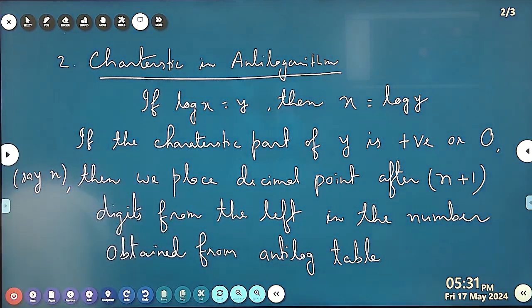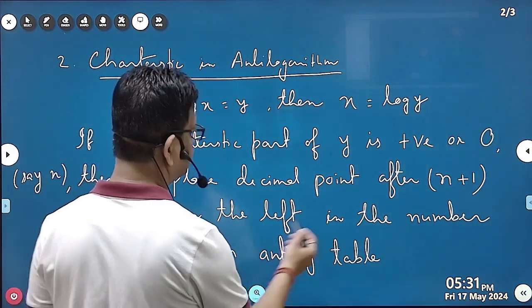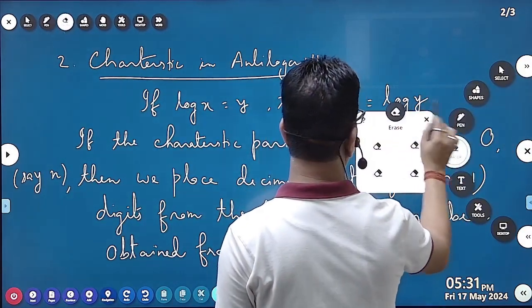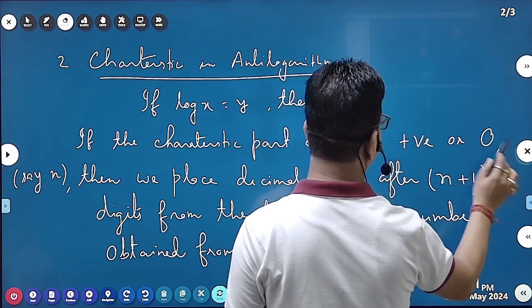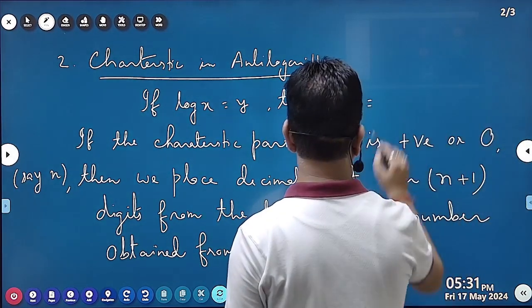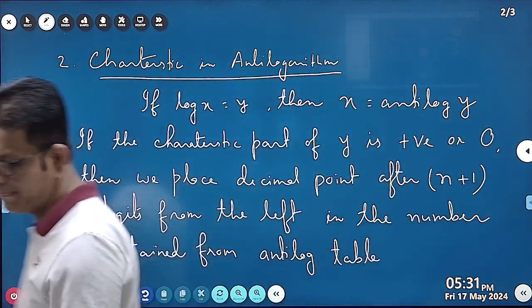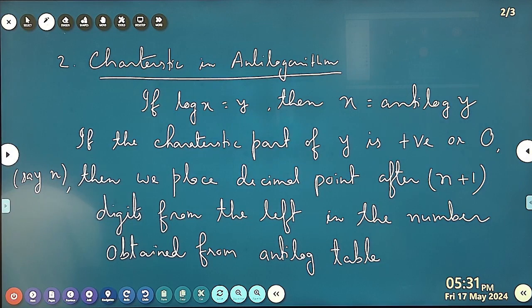Let's start. Here again, the mantissa part will be the same. Oh, sorry, I made a correction: x equals antilog y. So x will be the antilog of y. Okay. Just one minute.